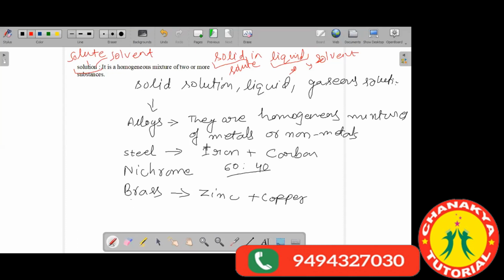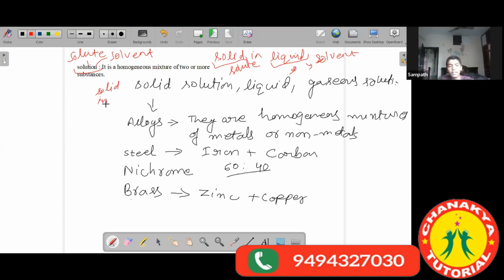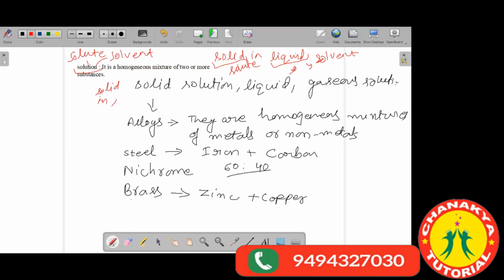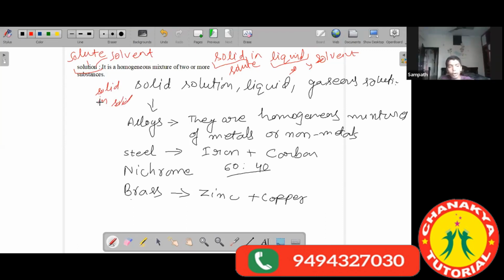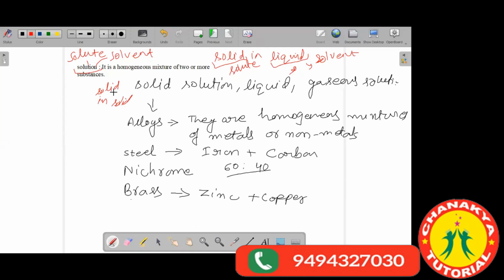What about if it is solid in solid? The solid which is more in quantity will be considered the solvent and the one in less quantity will be the solute. Yes, the substance which is available in greater quantity will be the solvent, and the substance which is available in a lesser quantity will be the solute. So this was about solute and solvent in solid and solid.